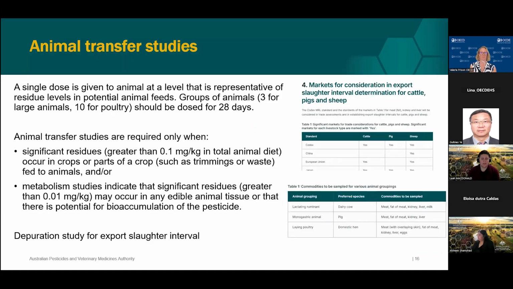Animal studies involve a single dose given to animals for 28 days at a level that is representative of residue levels in potential animal feeds. Animal transfer studies are required only when significant residues occur in crops or part of the crop fed to animals, and metabolism studies indicate that significant residues may occur in any edible animal tissue, or that there is potential for bioaccumulation of the pesticide.